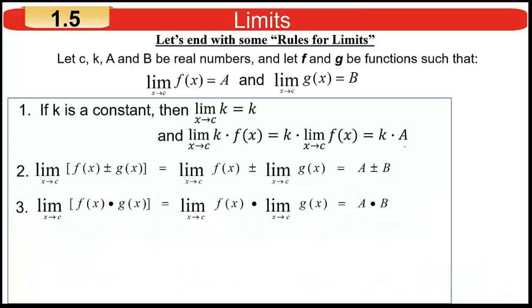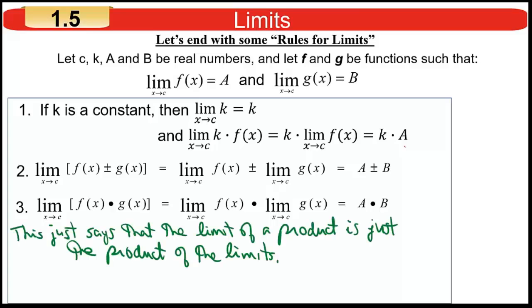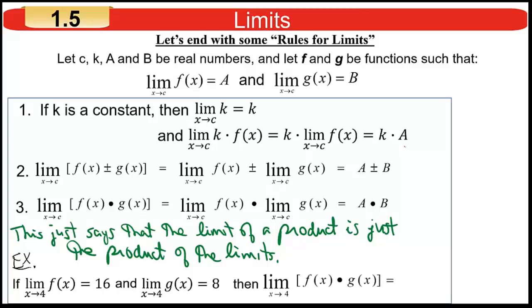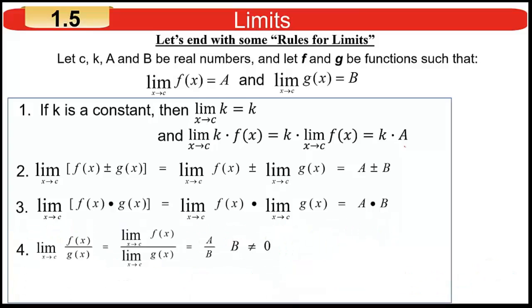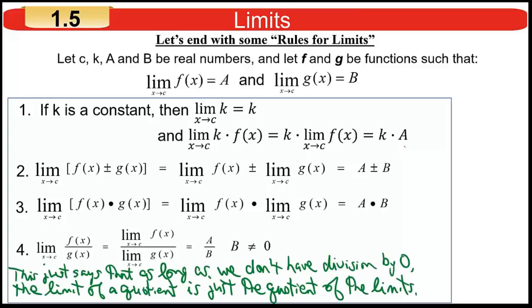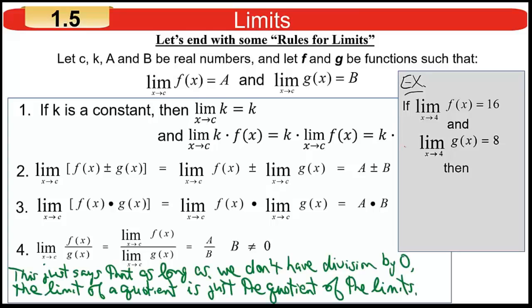A third rule: if you're doing multiplication instead of addition or subtraction, again, it's what you thought it would be. If you're taking the limit of a product, it's just the product of the limits. So if you had the same situation as before, the limit of f of x as x approaches 4 is 16, the limit of g of x as x approaches 4 is 8, and I wanted you to find the limit of the product of f and g, it would just be 16 times 8, which in this case would be 128. It also works with division as long as you're not dividing by 0. So with those same numbers, you would just do 16 divided by 8, which is 2.